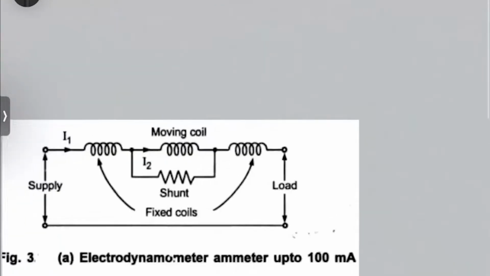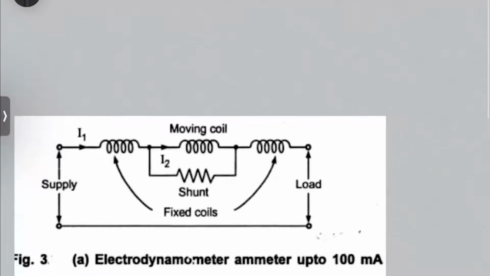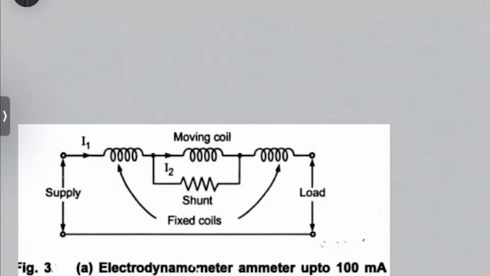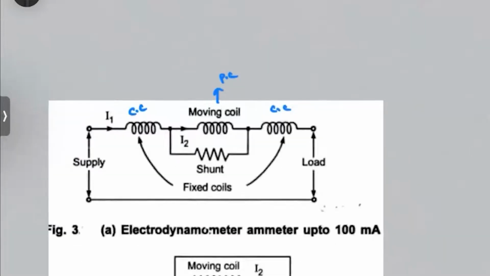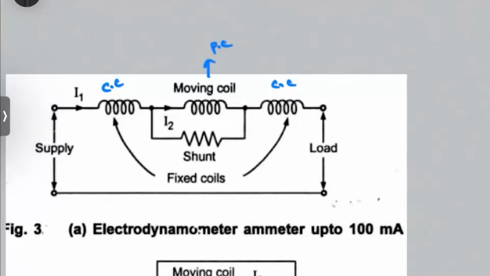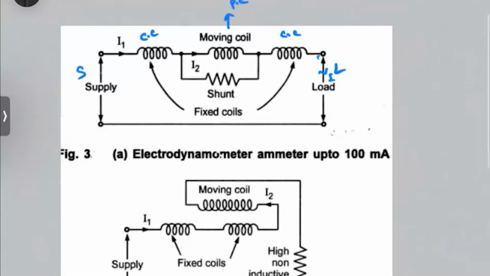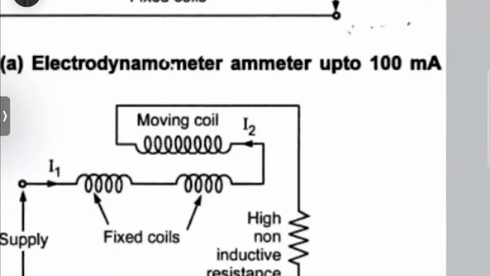Okay, these are the different connections for how we are going to use it as an ammeter, voltmeter, and wattmeter. Just see here. This is CC, the current coil. This is the moving coil, also called the pressure coil, PC. So this is the connection. This is the load and this is the supply. Since you connected it in series, whatever current is flowing in the load, the same current will flow through here. Thereby we are satisfying the ammeter condition, and we can measure the current.